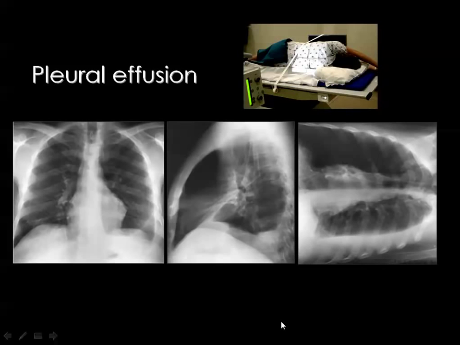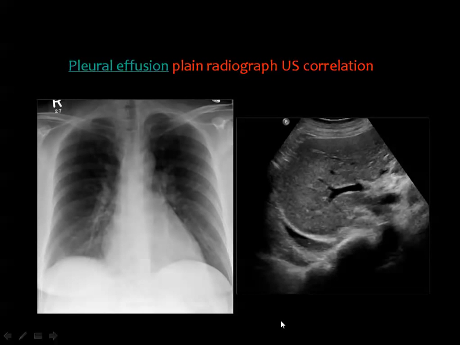Actually, nowadays we do not use this projection. Instead, we use ultrasound, and we put the ultrasound probe in the region of interest, and you can see minimal fluid in the costophrenic angle, and this is the liver, of course, and here you can see the diaphragm.